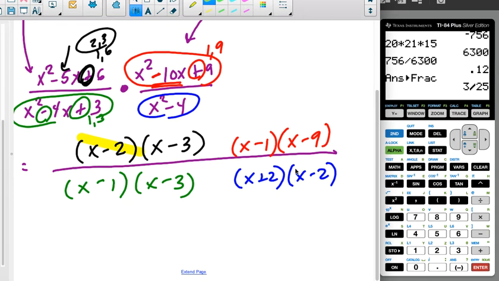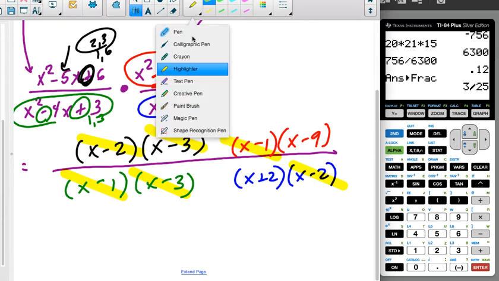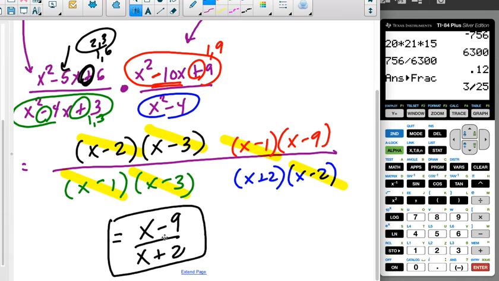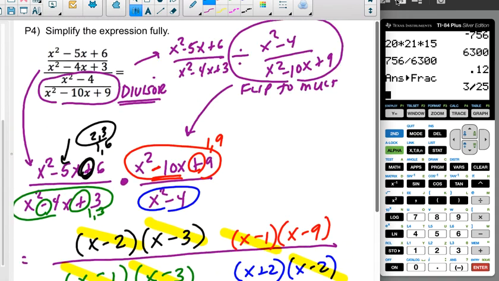x minus 2 cancels with x minus 2. x minus 3 cancels with x minus 3. x minus 1 cancels with x minus 1. And my final answer is going to be the x minus 9 on top of the x plus 2. And there you have it. All right, so that is 8.3.